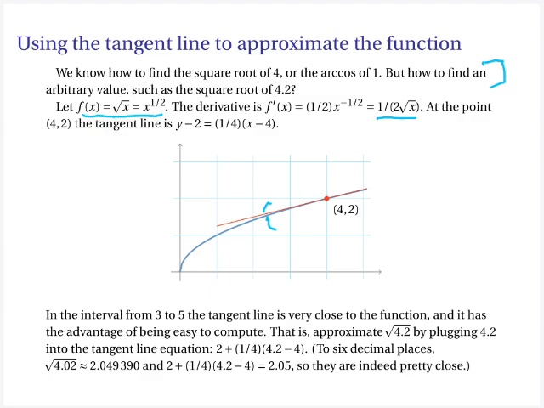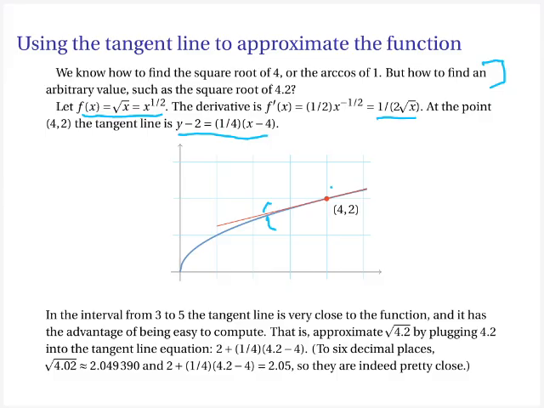At the point (4, 2), drawn on the picture, the tangent line is y minus 2 equals 1/4 times x minus 4. You can write it in mx plus b form if you like, by moving the 2 over. Okay, and that's all routine stuff. We've thought about that lots and lots of times.